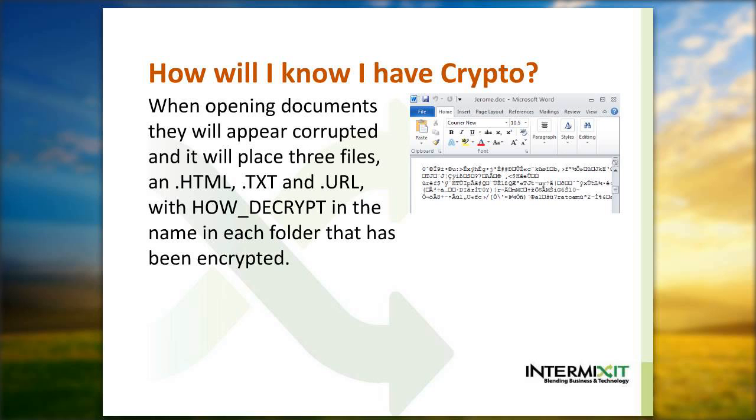Another clear sign is you look in the root folders of where these files are, and every crypto variant thus far creates 3 files, an HTML, a text, and a URL file, and it includes the text how_decrypt in that name. Now, this is important and it's key for the virus just as much as it is to the detection. For the virus itself, obviously it wants to sell you the ransom key, so it wants to get you to pay them. In order for that to happen, you have to know where to send the money and how to pay. That HTML, text, and URL file links you with that payment information.